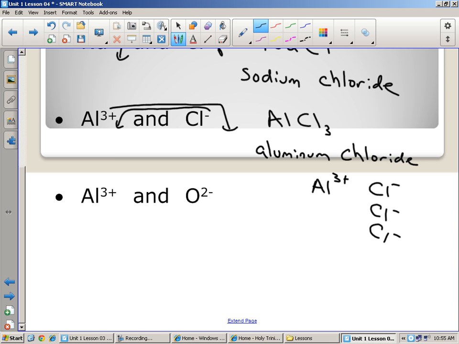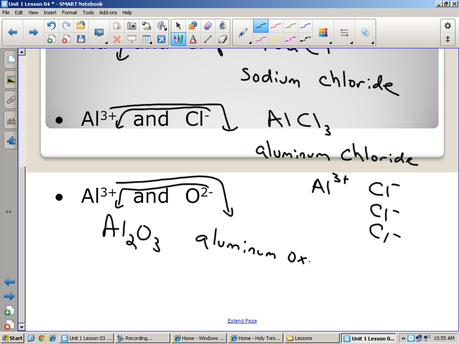Aluminum 3 plus, oxide 2 minus, swap and drop. Okay, now O, 2 comes over to here, down, swap one over, 3 comes over there. That's made up of aluminum ions and oxygen with a charge, so oxide. Aluminum oxide. Okay, good. Now we're going to do some more naming stuff tomorrow, or maybe later today, we'll see. But aluminum oxide, good? Yes?